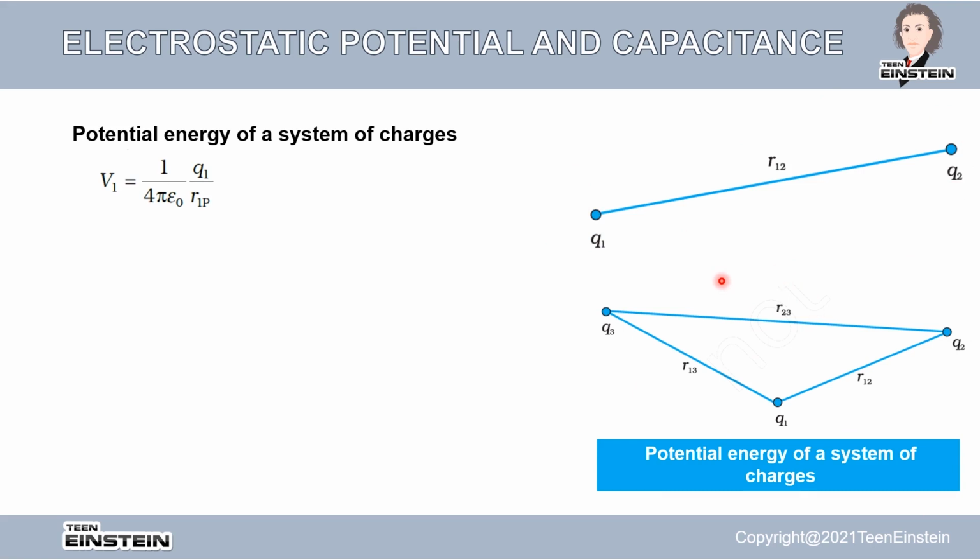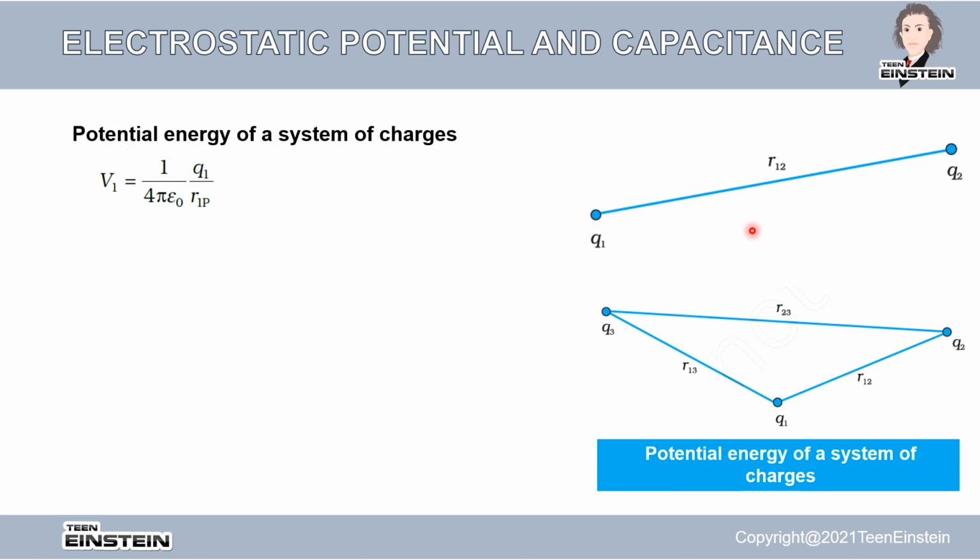So what do I mean by the potential energy of a system of charges? It means to assemble these 2 charges together at this particular distance, how much work is done. That work is stored in the system. For example, if I bring 2 positive charges closer together by doing some external work and keep them together, and if I release it, the energy that is stored as potential energy will be converted into kinetic energy.